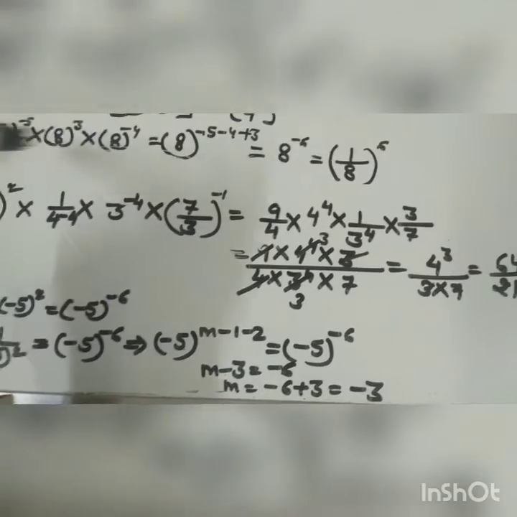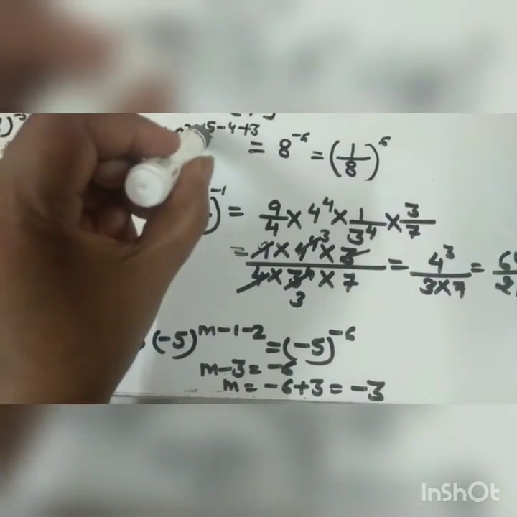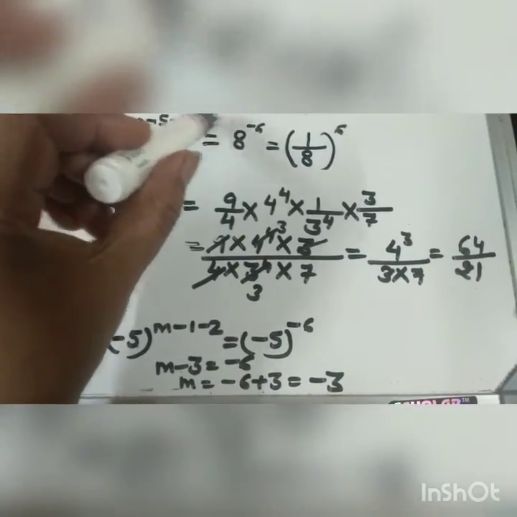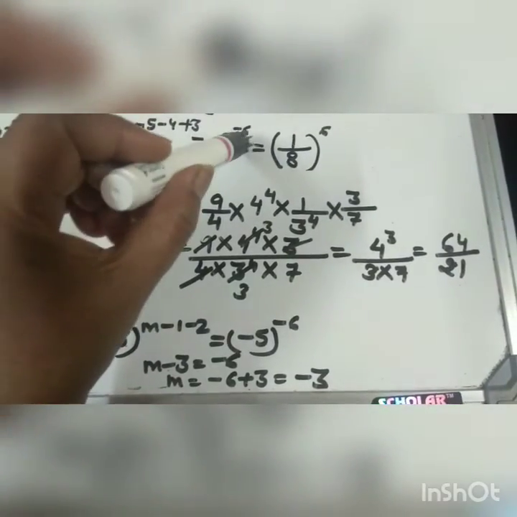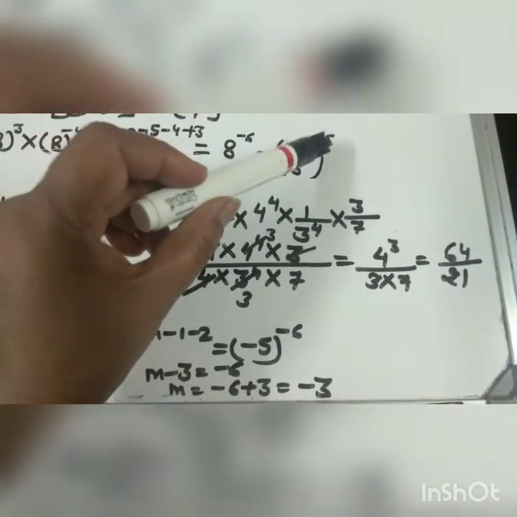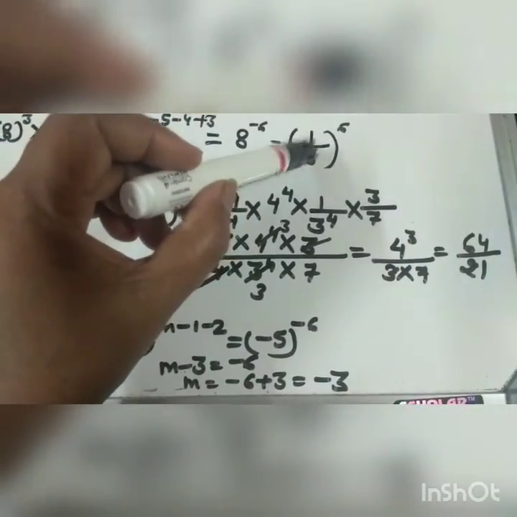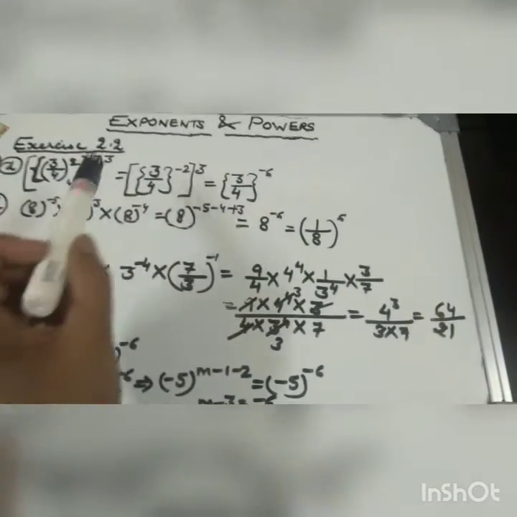So minus 5, minus 4, plus 3. I am writing negative powers together, then plus 3. Now minus 9 plus 3 will be minus 6. Finally, answer is 8 to the power minus 6. Now this could be written as positive power as 1 by 8. Take the reciprocal to the power 6. So finally answer becomes 1 by 8 to the power 6.